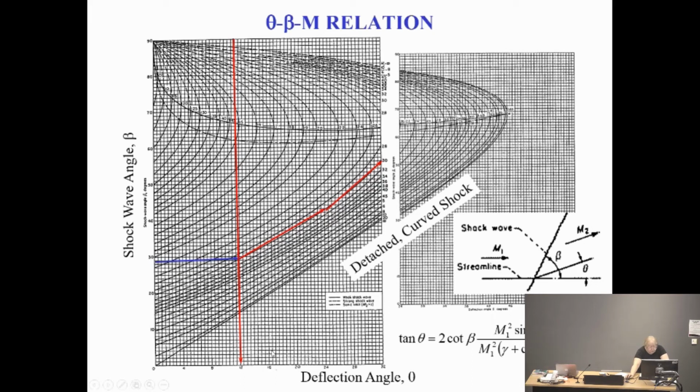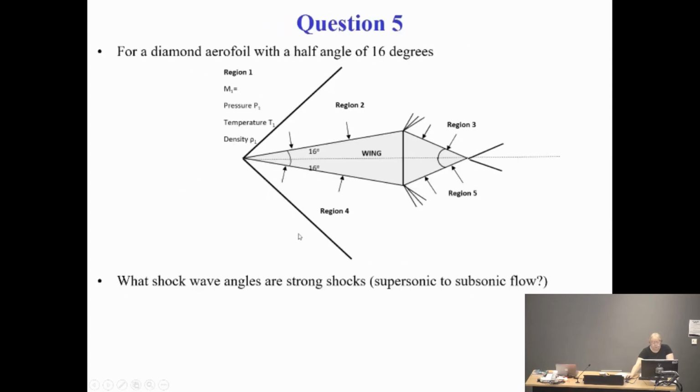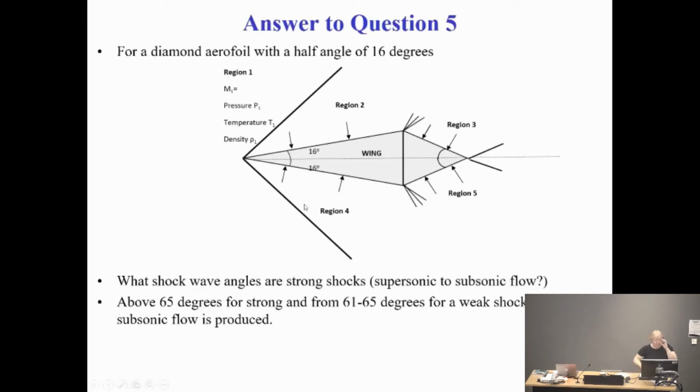So you're looking for 16, follow it up until you reach that top horizontal line and read across to beta. And if I show you that one there, it says above 65 degrees you're guaranteed to have a strong shock wave and it's subsonic. Between about 61 and 65 they're technically called weak shock waves, but again you produce subsonic flow between those two little horizontal lines.